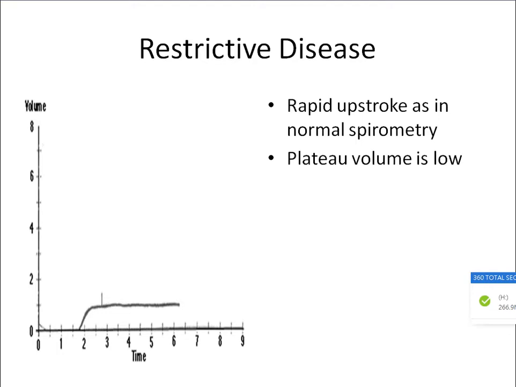If you see this curve again, in restrictive diseases the upstroke is rapid. Rapid upstroke has a normal spirometry. If you see the plateau volume, it has attained the plateau stage also, but the plateau volume is low because the lung volume is low. That is because of the restrictive pattern.